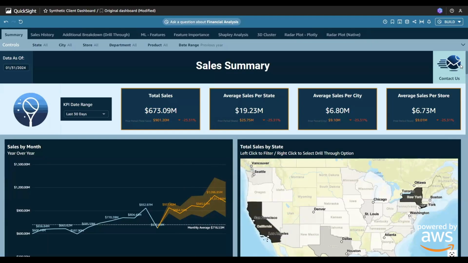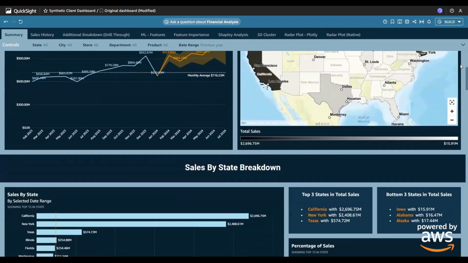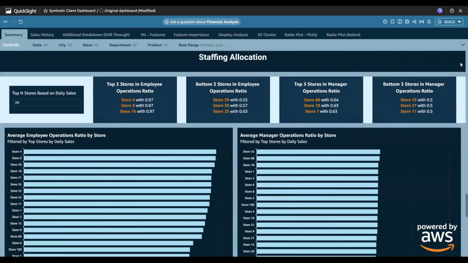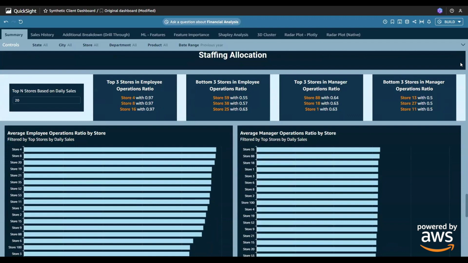Here on the Amazon QuickSight dashboard, we've created a section at the bottom for analyzing staffing allocation and associated metrics. There are two bar charts that show the average employee and manager operations ratios by individual stores. And above these charts are some textual insights that tell us the top and bottom three stores based on each of these metrics. An employee operations ratio is a metric for comparing how many employees our business wants to have working versus how many are actually working.